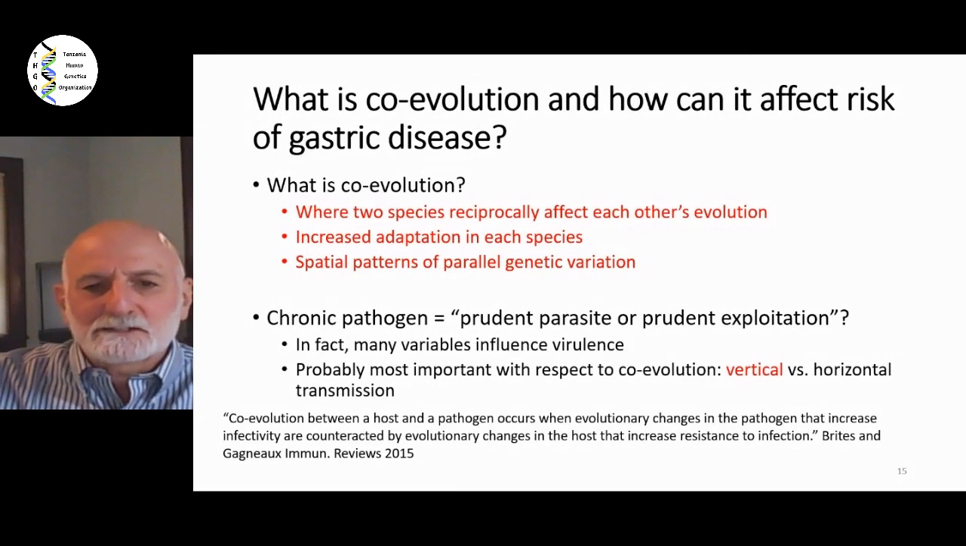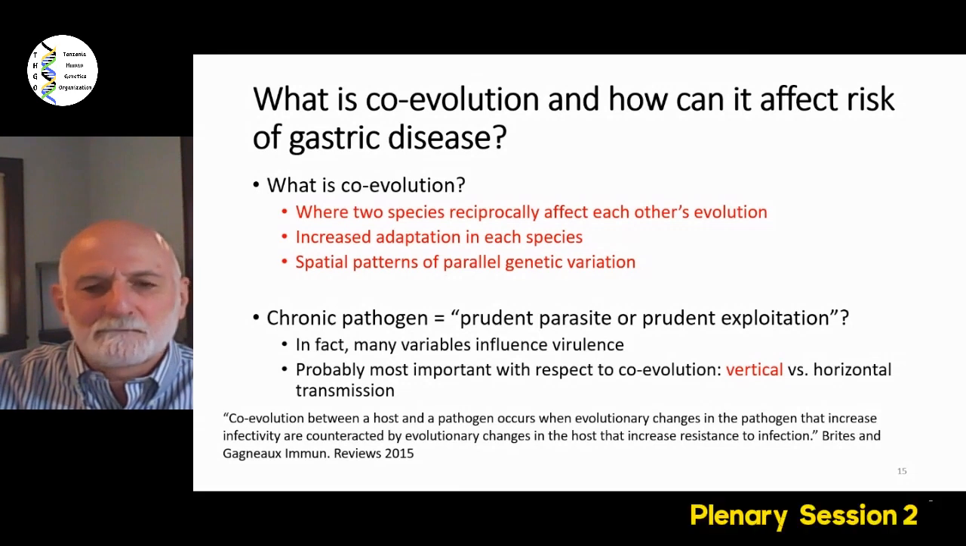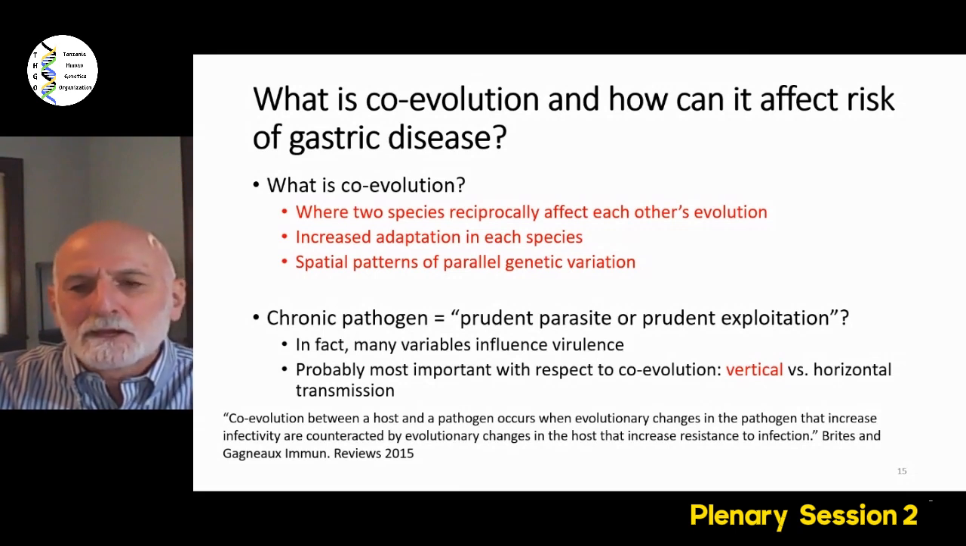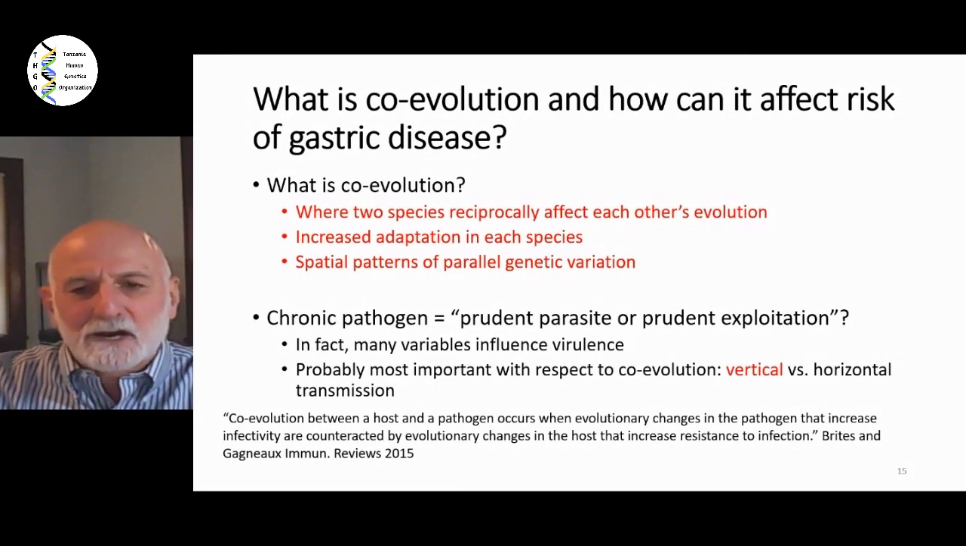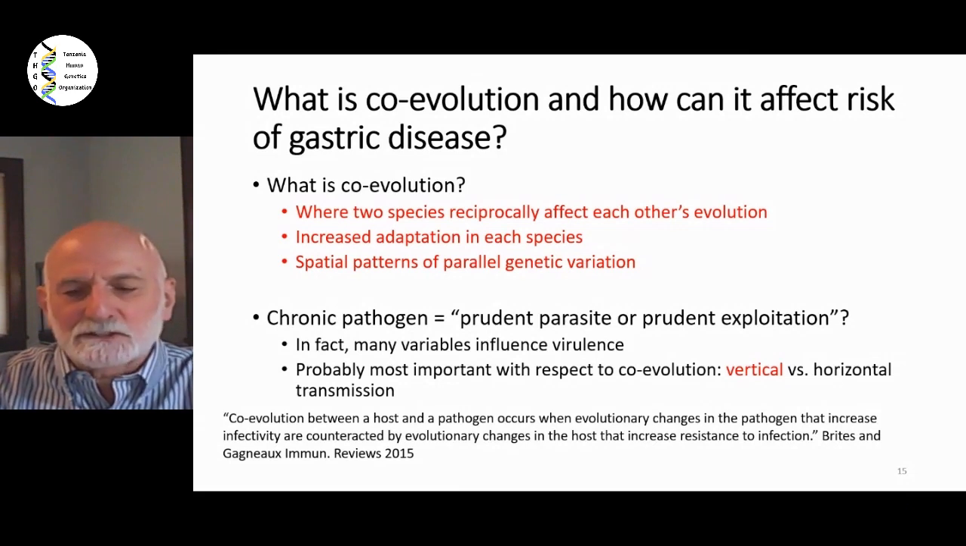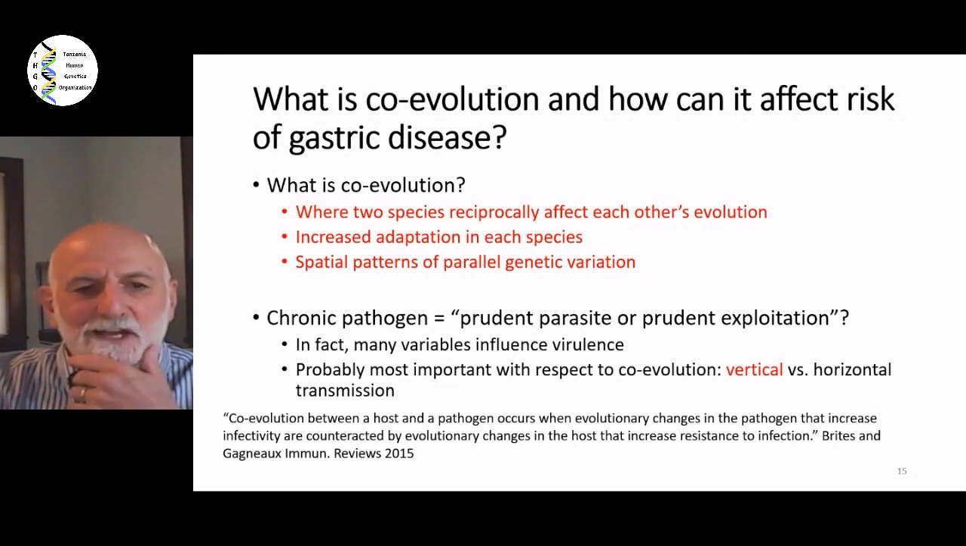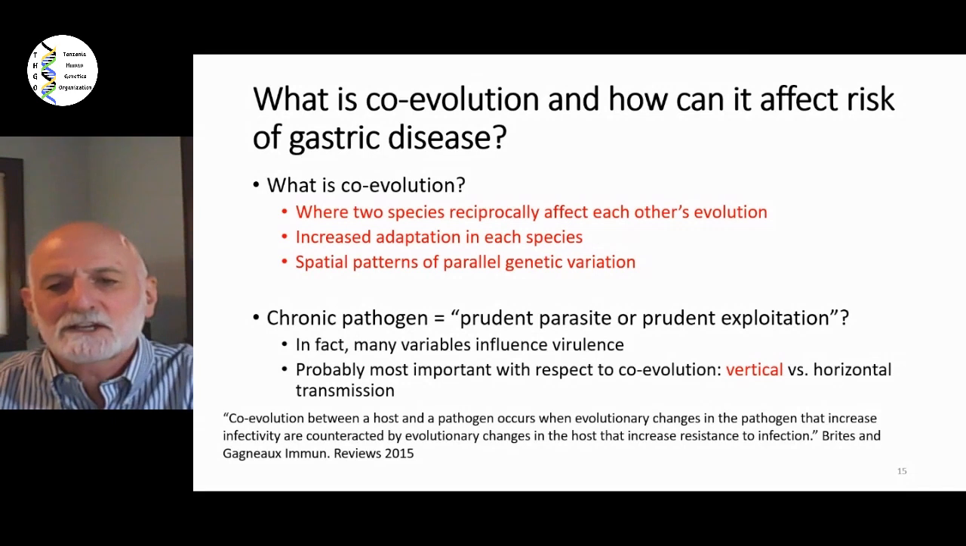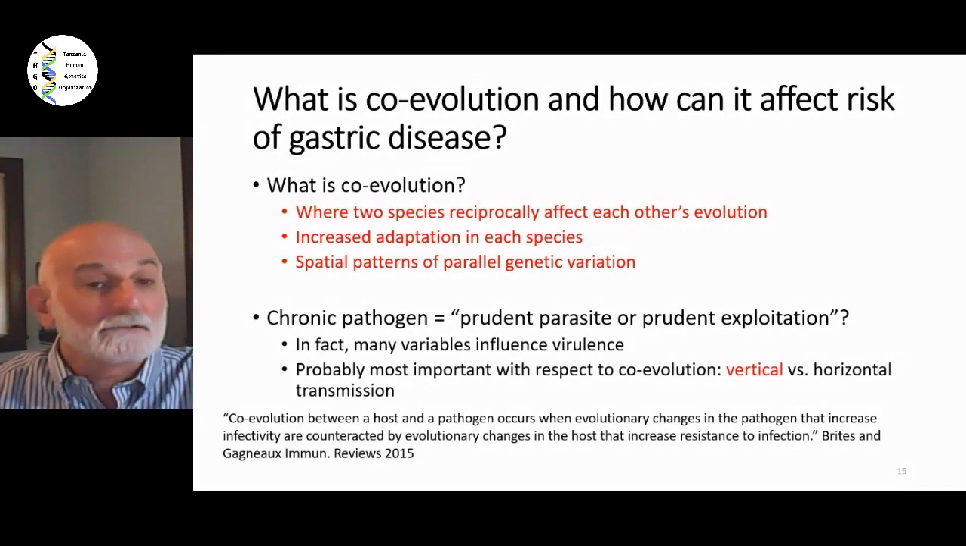Now, H. pylori, as I said, is traditionally vertical, so that actually allows it to be very easily coevolved because it's passed on from the mother to the child, much like mitochondrial DNA. But in certain environments where sanitation isn't particularly good, there is the potential for horizontal transfer. And there's a paper by Bright and Gagneux defining that coevolution between a host and a pathogen occurs when evolutionary changes in the pathogen that increase infectivity are counteracted by changes in the host. And this is really an evolutionary war going back and forth.